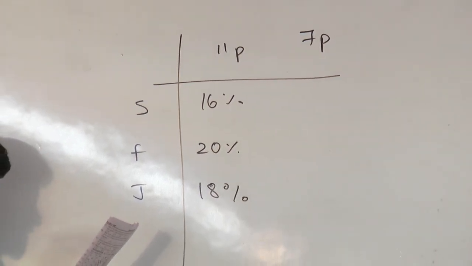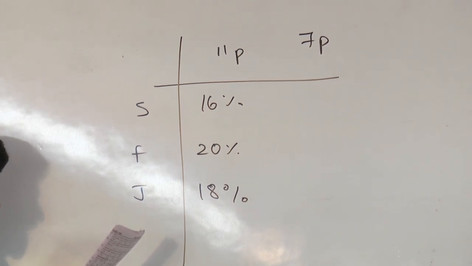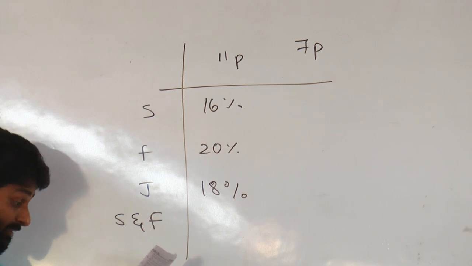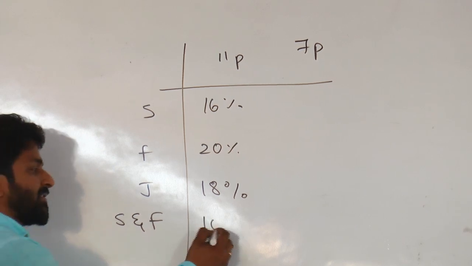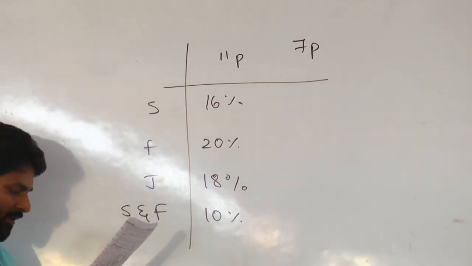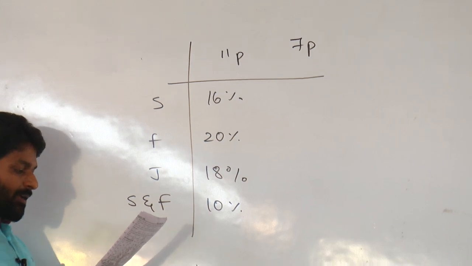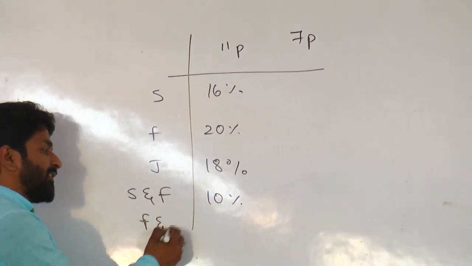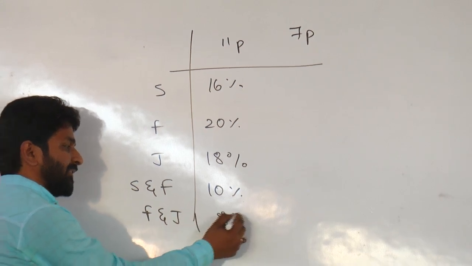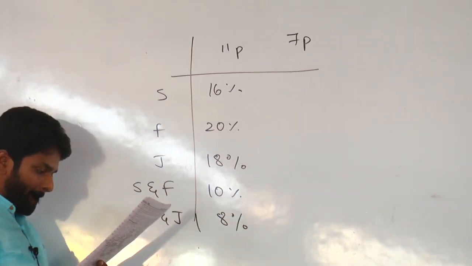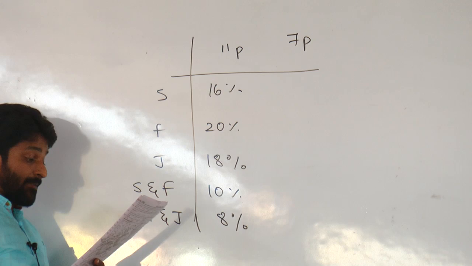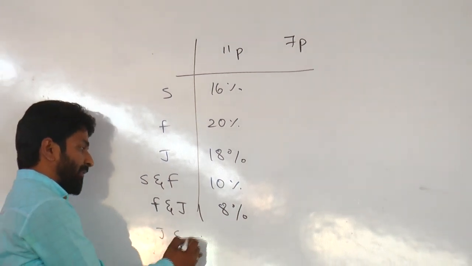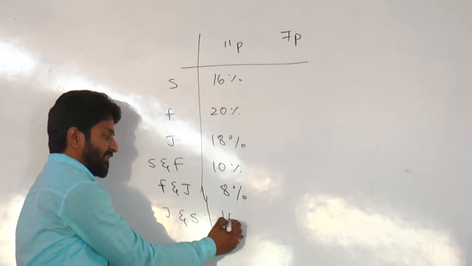10% of the male students can speak only Spanish and French. Spanish and French, 10%. And then 8% can speak only French and Japanese. French and Japanese, 8%. 16% can speak Japanese and Spanish. Japanese and Spanish, 16%.